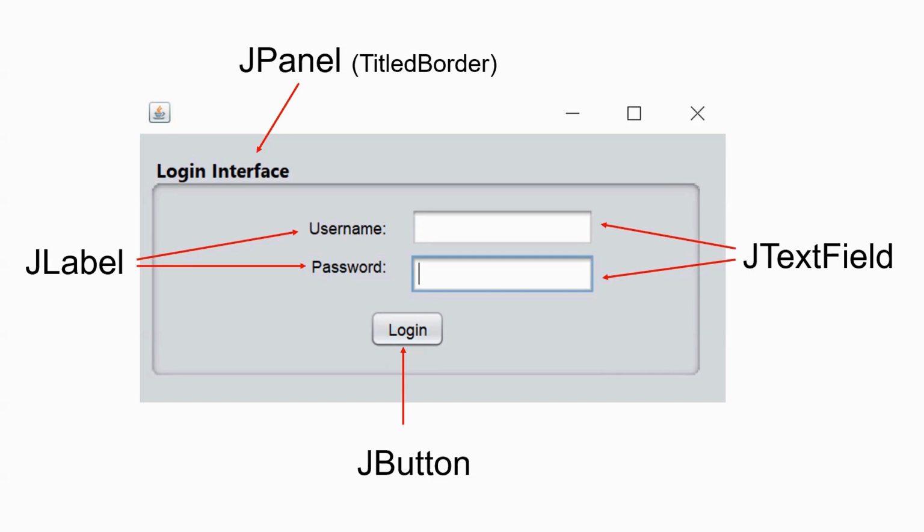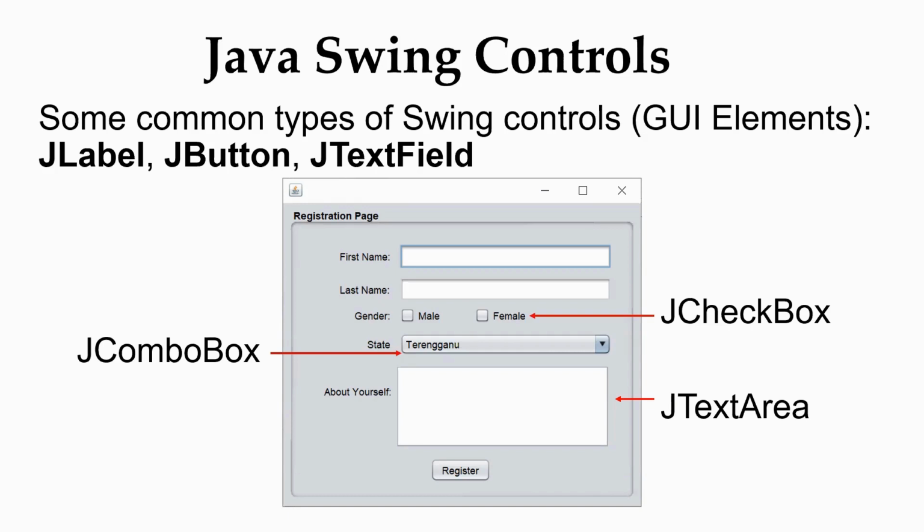In the previous video, you have successfully created a simple login interface where you have different components included in that interface. If you still remember these, we have, for example, JPanel, JLabel, JButton, JTextField. And we know that JPanel here is actually a Swing container, whereas JLabel, JButton, and JTextField are all Swing controls. So what are Java Swing controls?